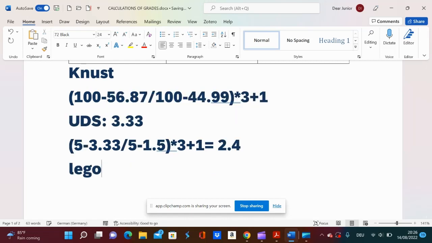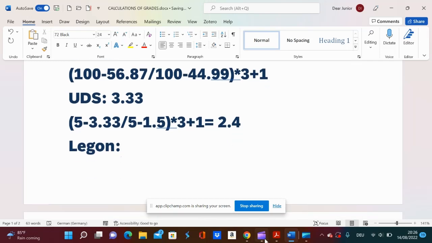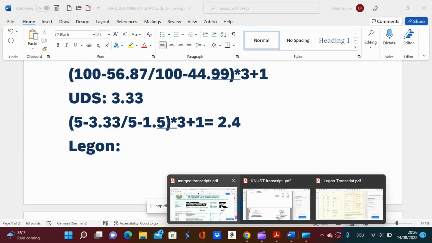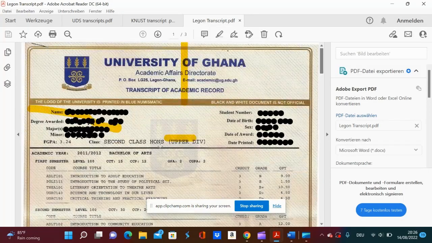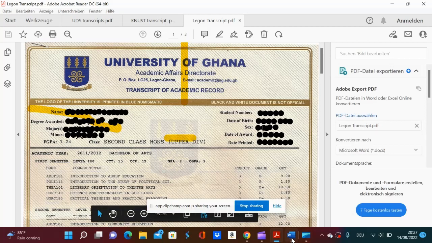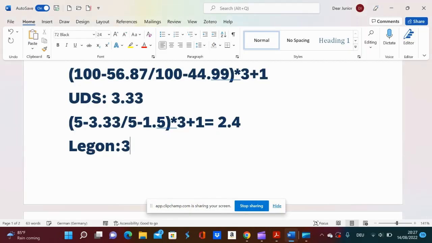Right, so I have another one here, Legon. Let's do the calculation for Legon. I have another transcript here. This is the Legon transcript. This person had a second class upper division, and the final GPA was 3.24.